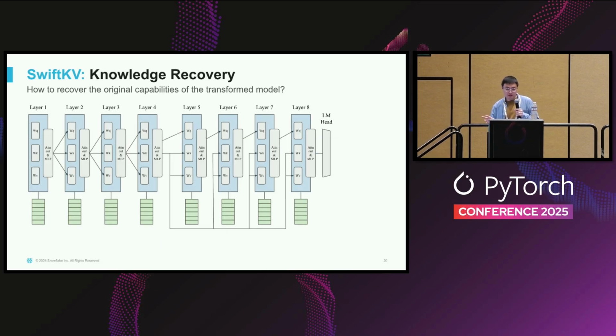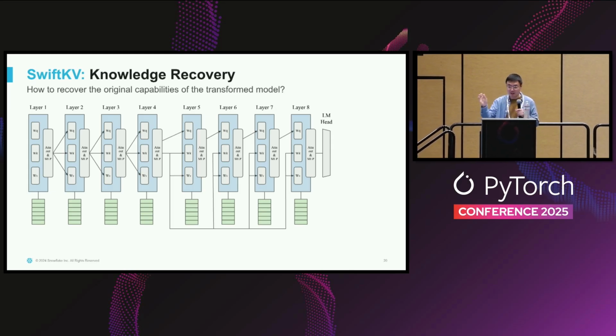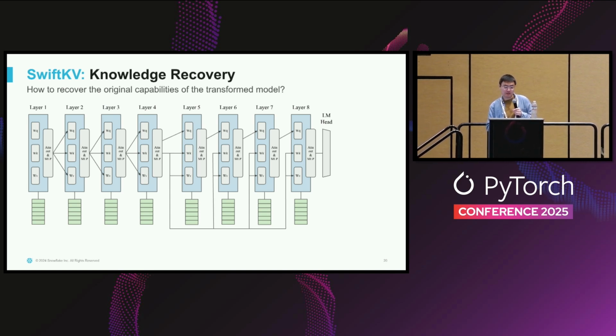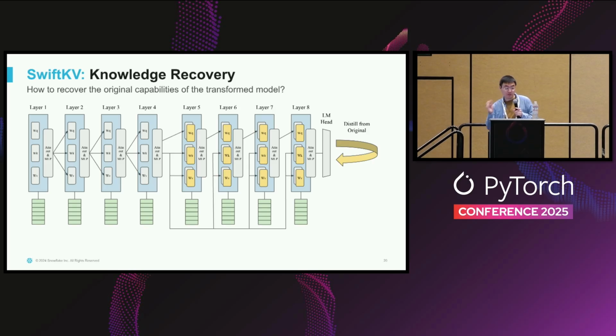OK, so after applying this transformation, if you actually just try to run the model as it is, you'll find that the accuracy of the model is much, much lower than before. This is not really surprising because we just changed how the model is wired together. Namely, we changed how the KV cache for the later layers is computed. So after applying this transformation, we recover the model accuracy by distilling the transformed version of the model from the original model itself.